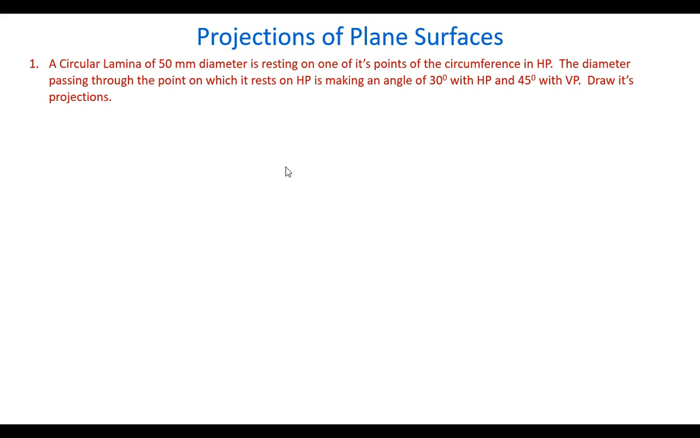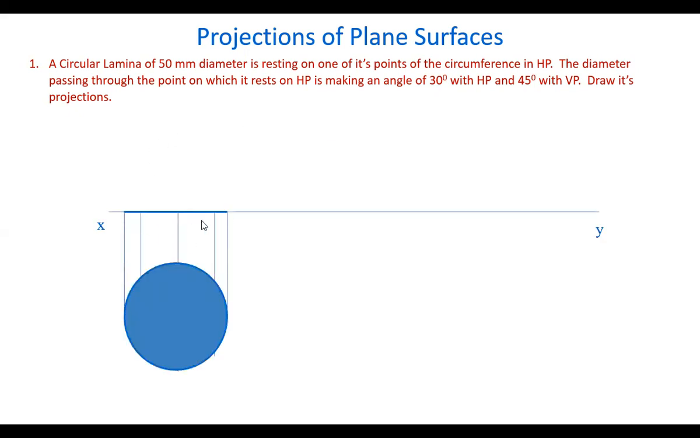Okay, so here nothing is mentioned about the surface angle, but he is talking about only the diameter line, and the diameter line is making 30 degrees angle with HP and 45 degrees angle with VP. It's an interesting case. Let's see this.